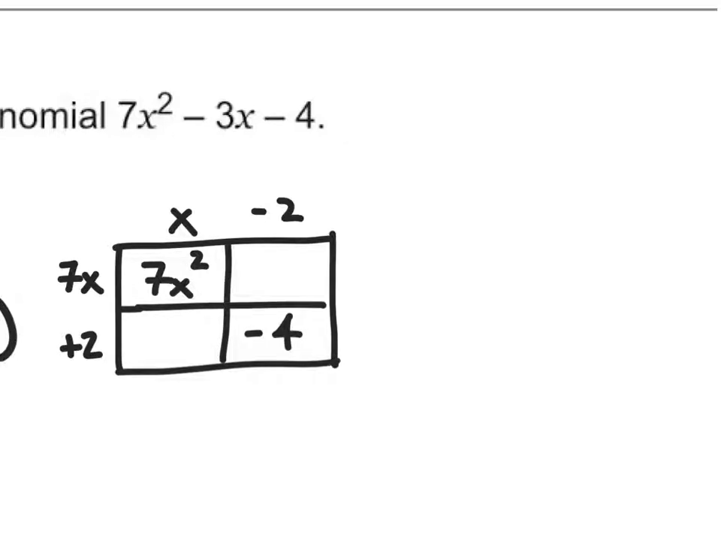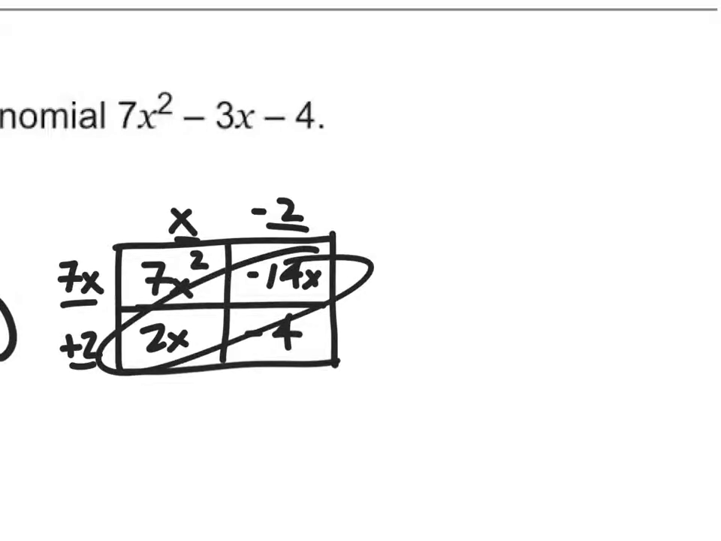Actually, that's not going to work. I already know it's not going to, but let's go through it anyway and show you. If I take negative 2 times 7x, that gives me negative 14x. Then 2 times x gives me positive 2x. Adding these together gives me negative 12x, which is not negative 3x. So no, we can't do it. Let's try something else.